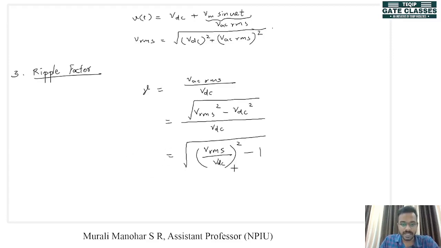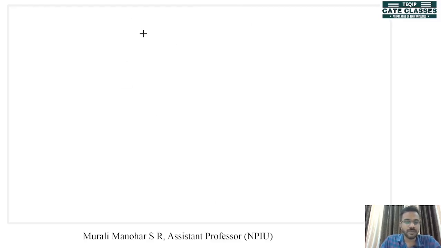And this ratio VRMS by VDC is our fourth parameter. It is called form factor, and this form factor FF is given by VRMS divided by VDC. So we can write our ripple factor gamma as root of form factor square minus 1.